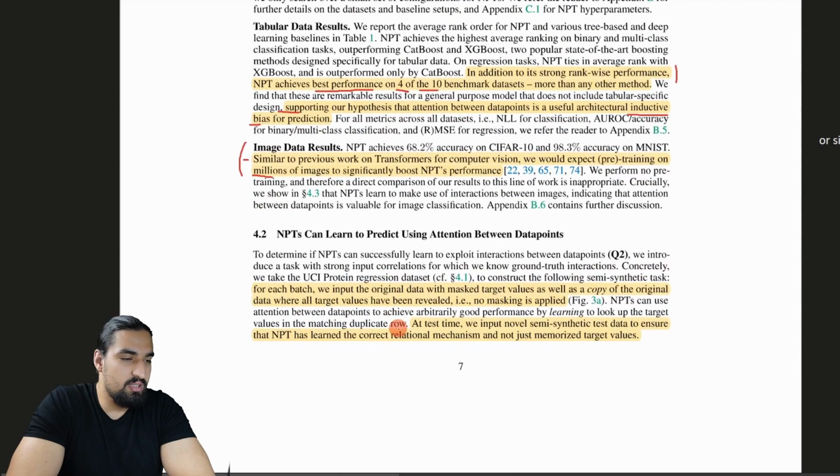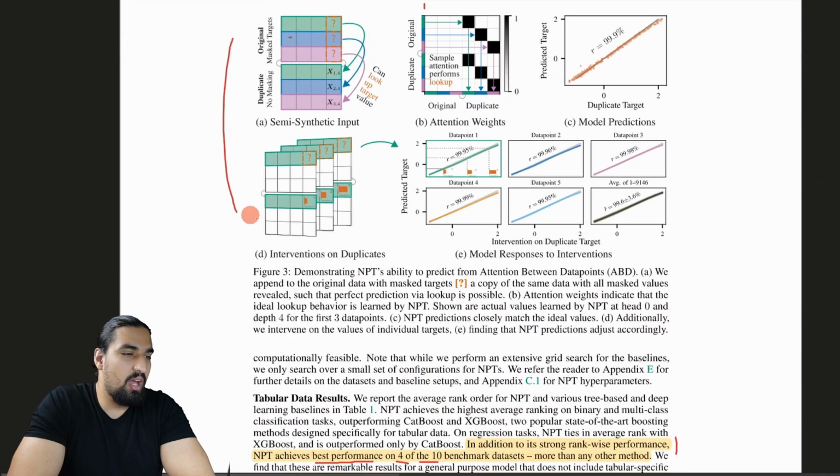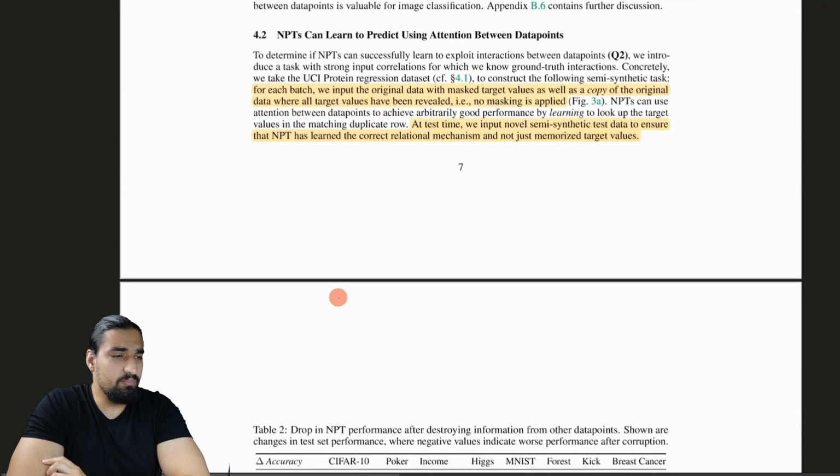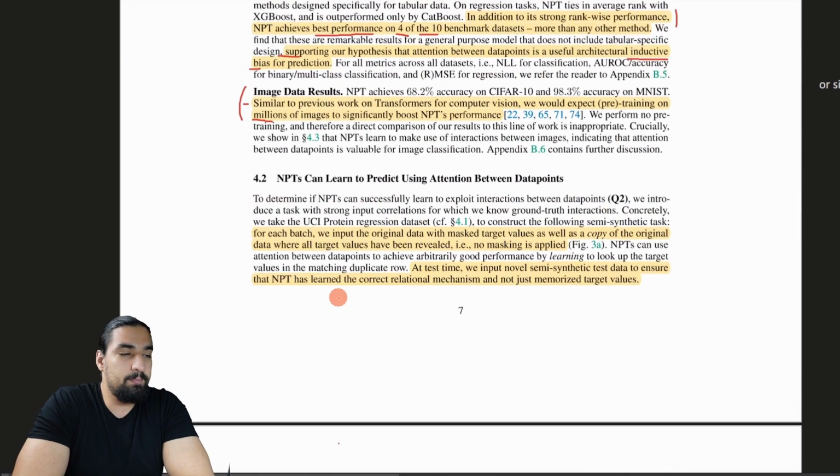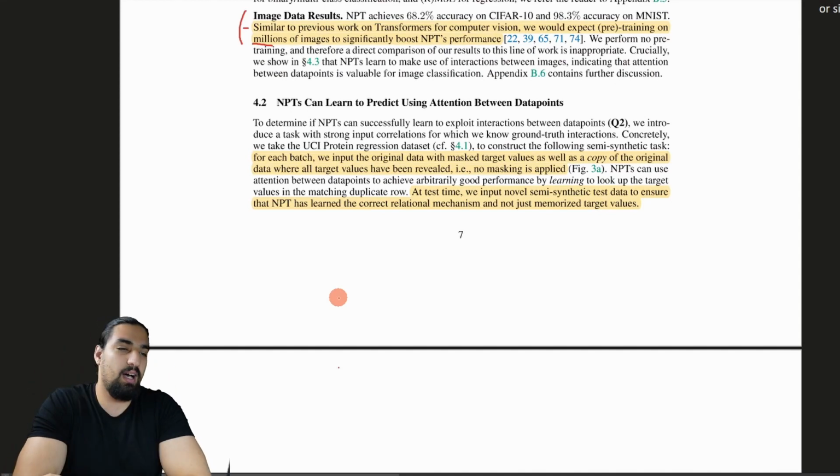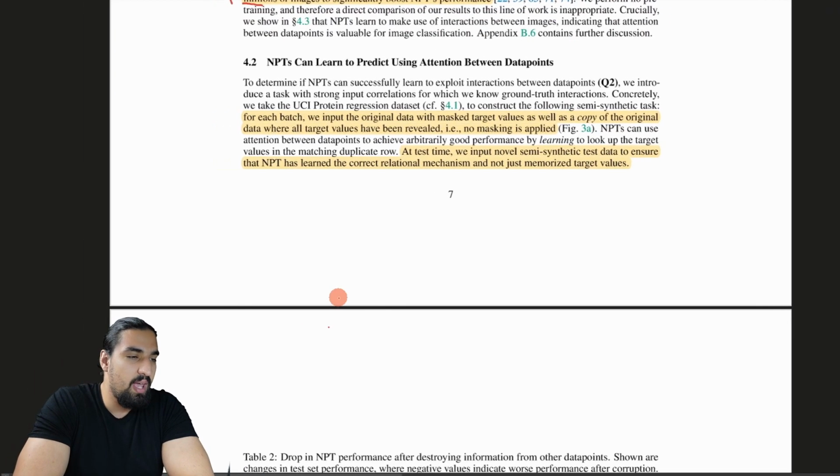Now let's see some cool things. This diagram here, let me just introduce it. Basically, they make this semi-synthetic problem, and they say here, for each batch, we input the original data with masked target values, as well as a copy of the original data where all target values have been revealed, i.e. no masking is applied. At test time, we input novel semi-synthetic test data to ensure that the MPT has learned the correct relational mechanism as opposed to just memorizing the target values.